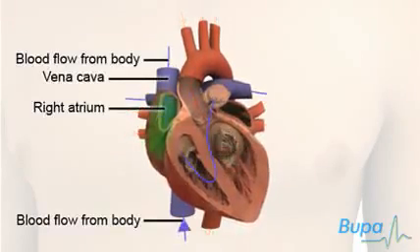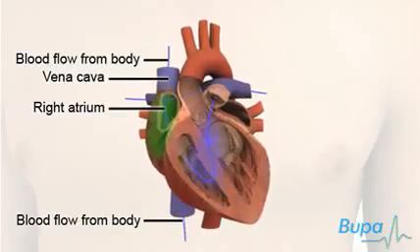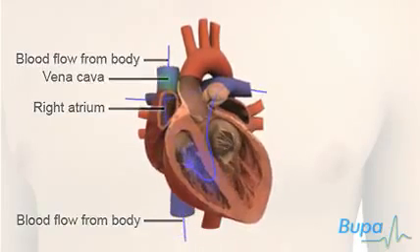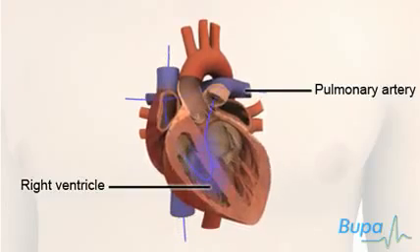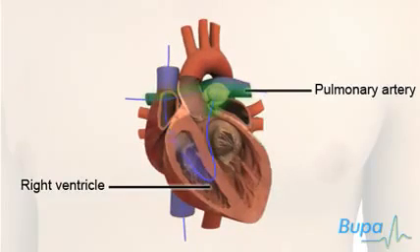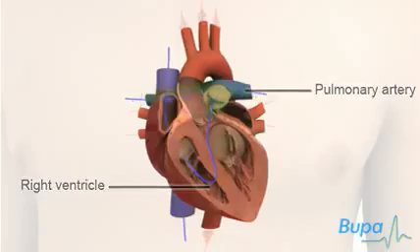The right atrium receives blood with little oxygen from the body via the vena cava. This blood passes into the right ventricle, which pumps it into the pulmonary artery and back to the lungs to have oxygen added to it.